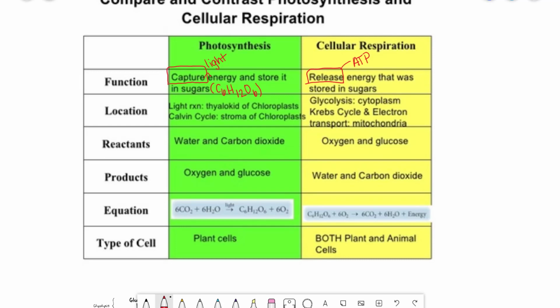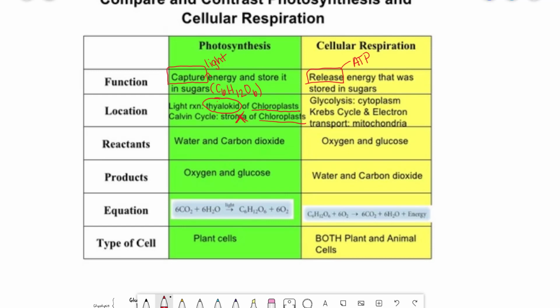Okay? So, now, where do we do this? Well, in photosynthesis, we're in the thylakoid of the chloroplast or the stroma. I don't really care about this. Mostly, you need to know that we're in the chloroplast, which, of course, is only in plant cells. In glycolysis, we're in the cytoplasm. Krebs and electron transport are in the mitochondria.